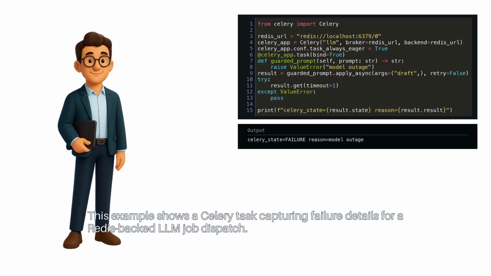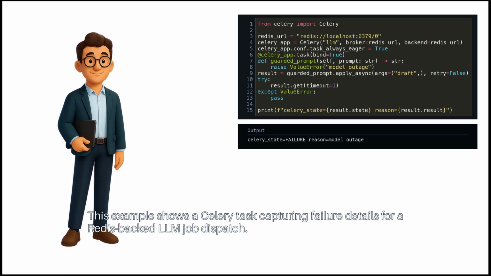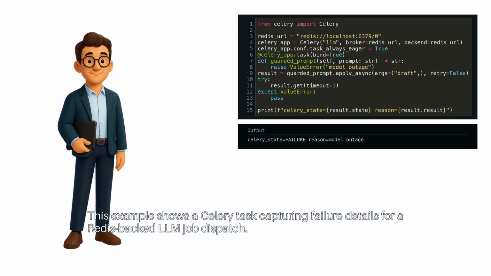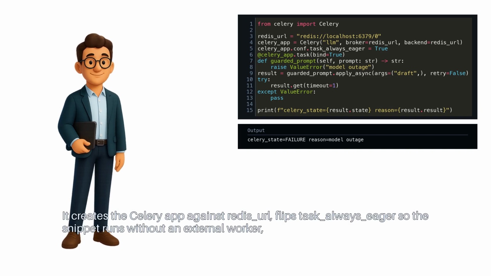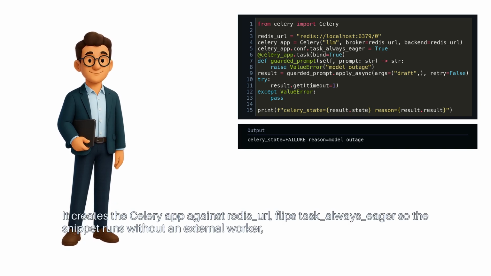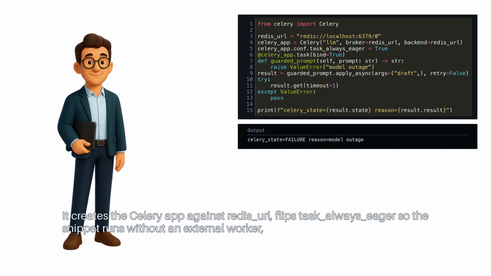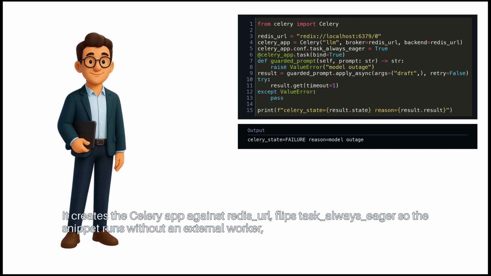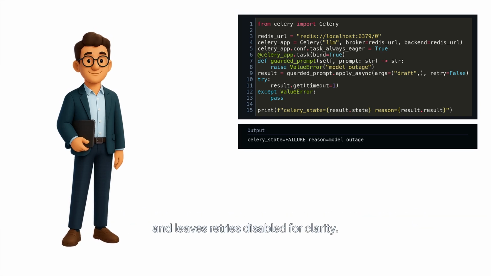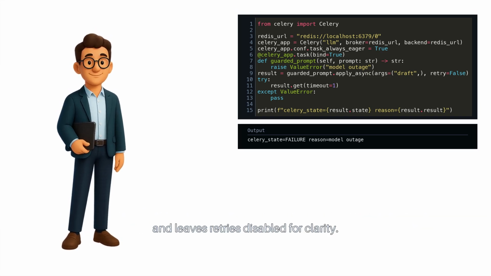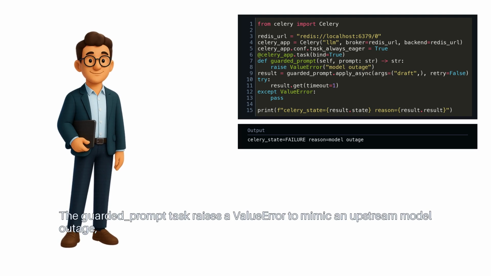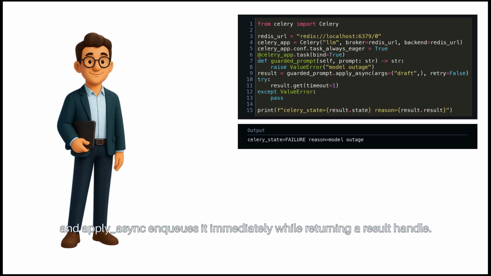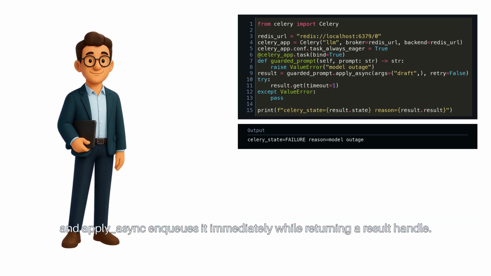This example shows a Celery task capturing failure details for a Redis-backed LLM job dispatch. It creates the Celery app against a Redis URL, flips task_always_eager, so the snippet runs without an external worker, and leaves retries disabled for clarity. The guarded prompt task raises a ValueError to mimic an upstream model outage, and apply_async queues it immediately while returning a result handle.